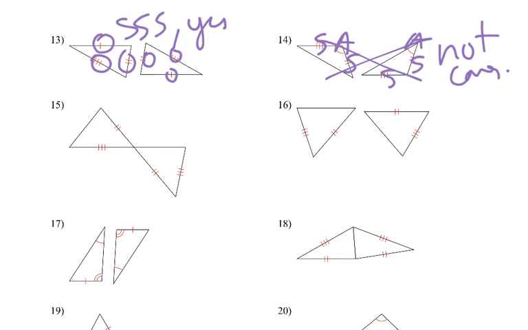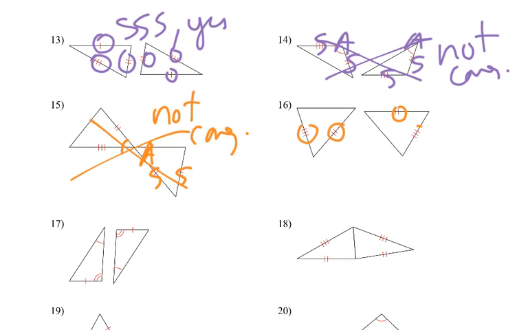Okay, 15. Got a vertical angle, so they share an angle. 2 sides, but the angle's not there. That should tell you right there. Doesn't work. It's not congruent. 16. All I know is those 2 sides. I can't assume anything else about it. So, once again, not congruent.